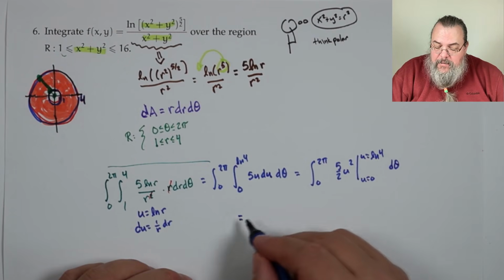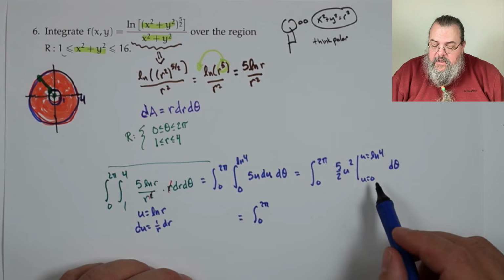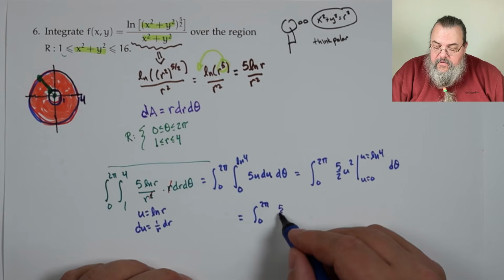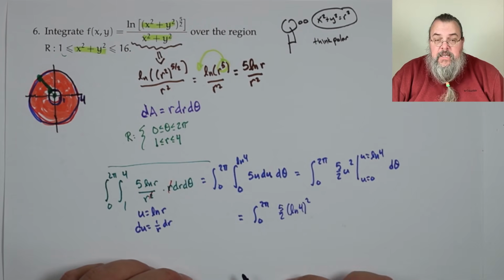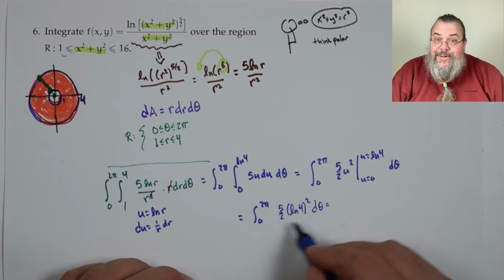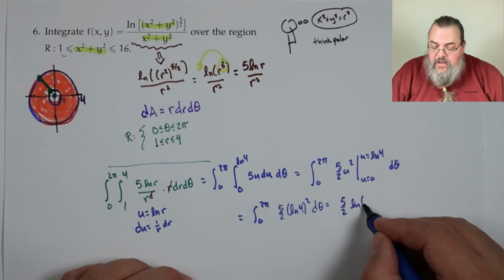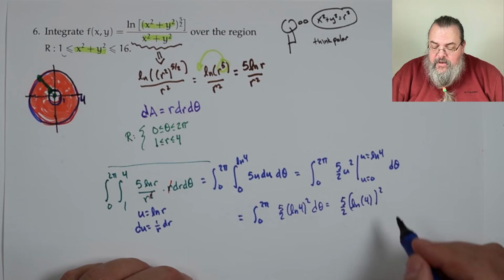And we say, okay, well, that becomes integral 0 to 2 pi. When you plug in 0, you're going to get 0. Plug in the top part, you get 5 halves log of 4 quantity squared. Okay, but we're integrating that with respect to theta, but it's a constant. Crazy looking constant, sure, but constant nonetheless. So log of 4 quantity squared.